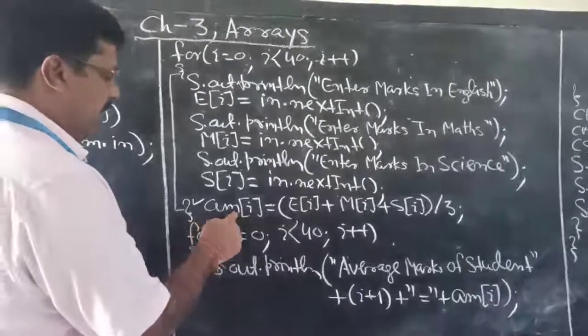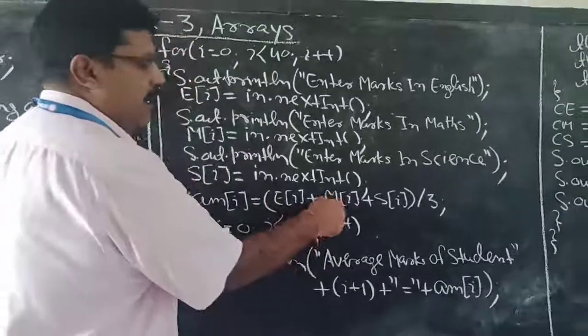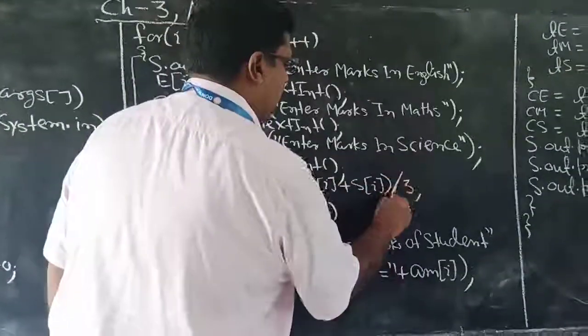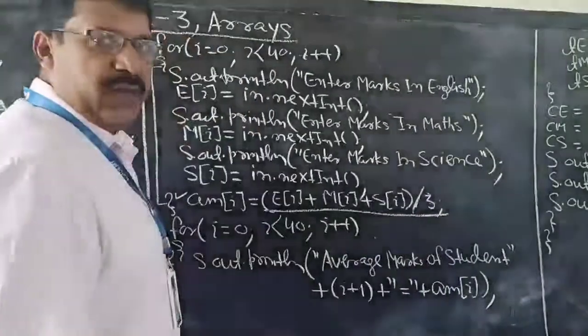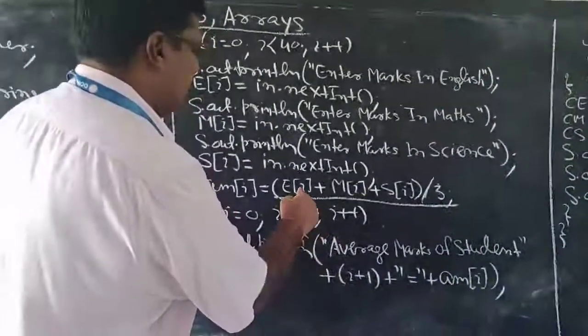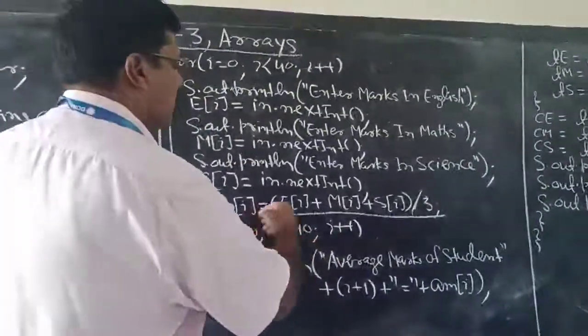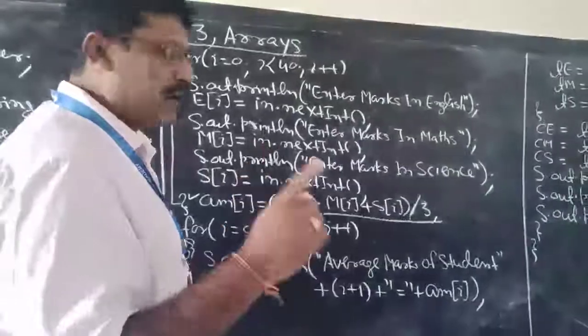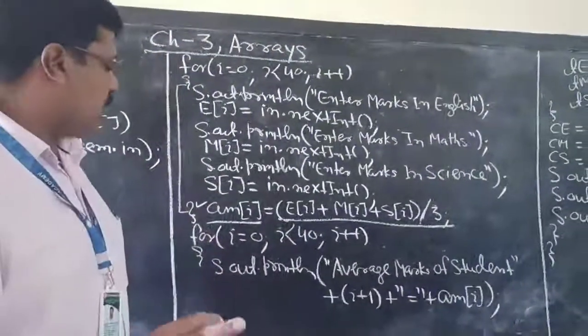So AM0 means average 0 equals E0 plus M0 plus S0 divided by 3. So this part will calculate the average for the first student. Once again, E0, M0, S0, which is the index for the first student. So this will calculate the average for the first student and store it in AM0. Now the loop is closed. So what happens?